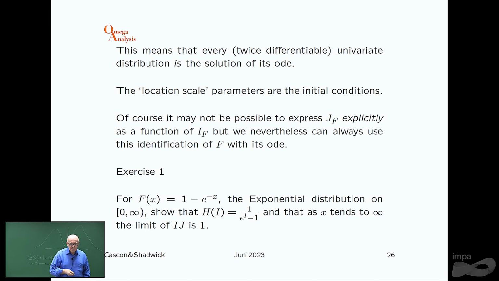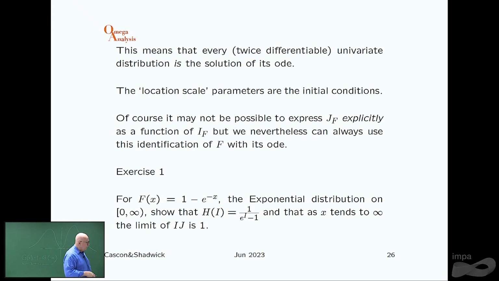Now, of course, if you start with an arbitrary distribution, pick one out of the blue, it's entirely likely, it's sort of generic almost, that you won't be able to explicitly find I as a function. What we know about J is it's a function of X. We've got it explicitly written as a function of X, but we'd have to be able to invert the equation I equals log F to get X as a function of I if we want to carry this process out explicitly. Nevertheless, we can always think of this identification of the distribution with its ordinary differential equation, even if we can't write that down explicitly.